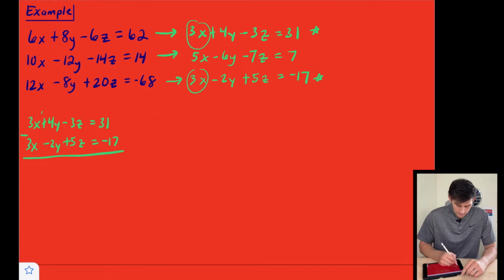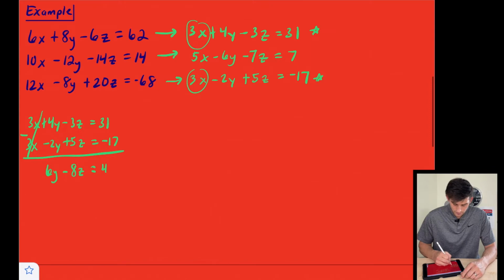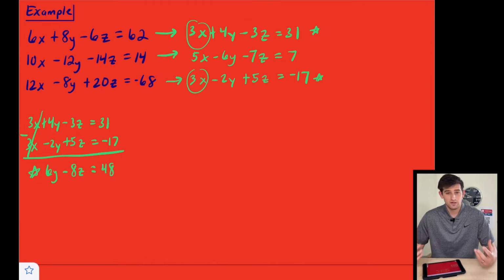So when I do that, my x's are going to cancel out. And now we just have to subtract our remaining variables. So 4y minus negative 2y would become 4y plus 2y. Negative 3z minus 5z would be negative 8z. And then 31 minus negative 17 would be a positive 48. Okay, so I'm going to put a star by this equation. That's going to be one of the equations that we can use for our step 2 because we've eliminated one of the variables.